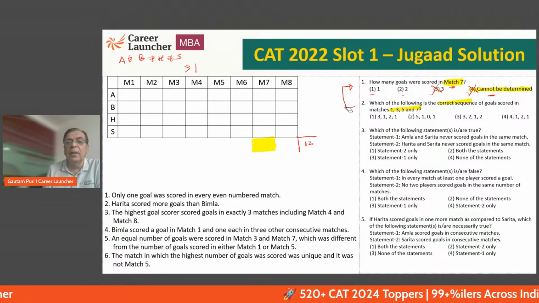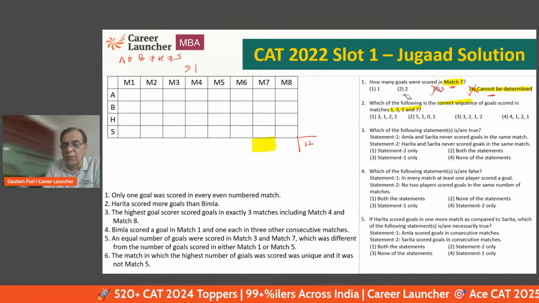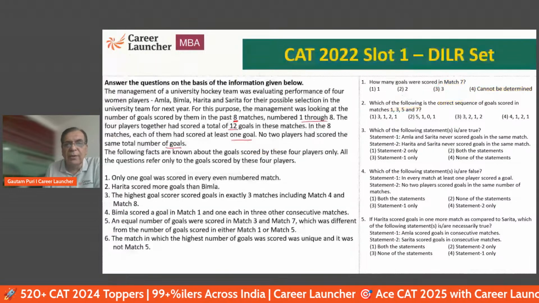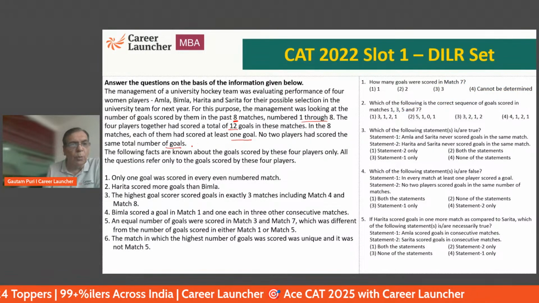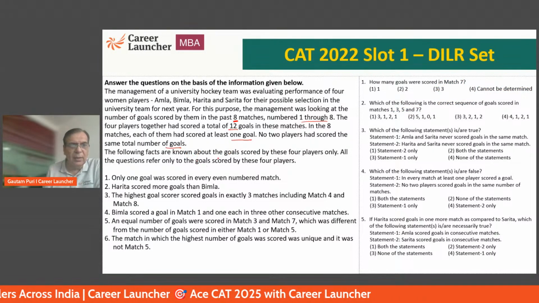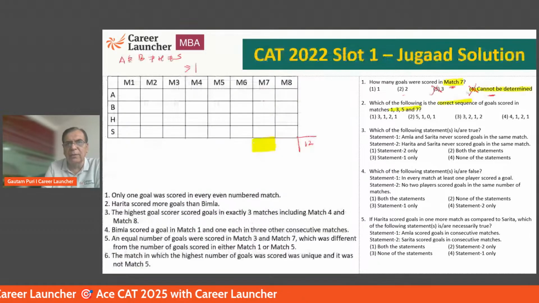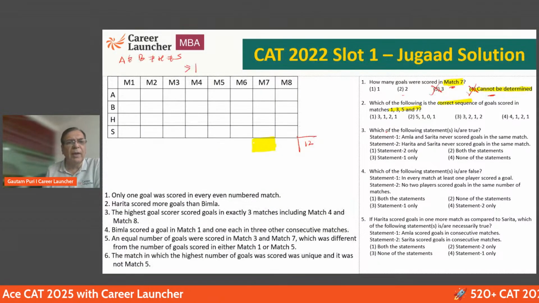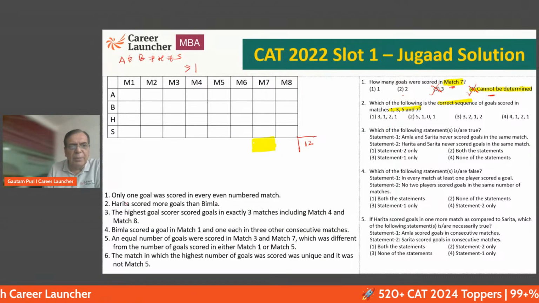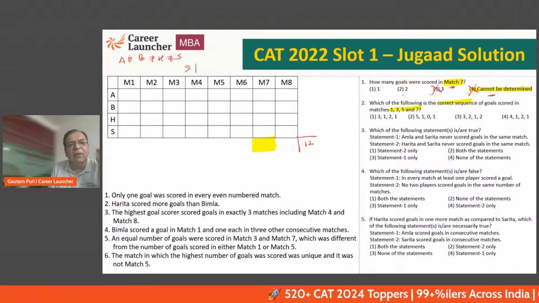Now, any other information that we have missed out on? Let me just see. 1 to 8. Each of them, no 2 players scored the same number of goals. Okay, great. So let's now start working. Now, this is what we have in front of us. Now, statement 1. Only 1 goal was scored in each even numbered match.